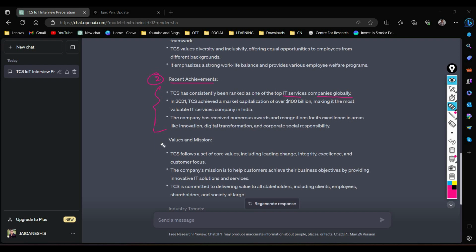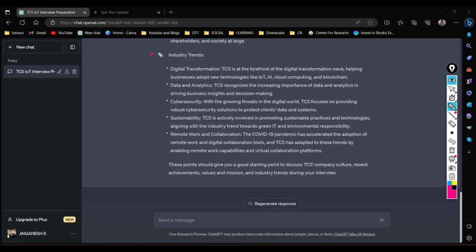And looking at the third point, you can see the values and mission of TCS. This section will allow you to understand the mission of that particular company. Here in our example, the mission of TCS. So here is the fourth point which we wanted to understand, industry trends.